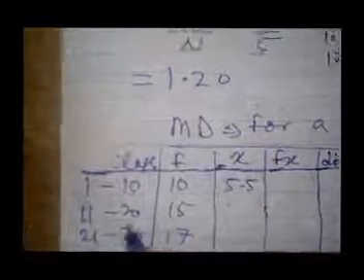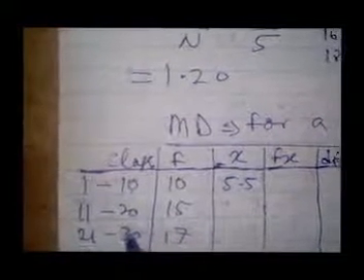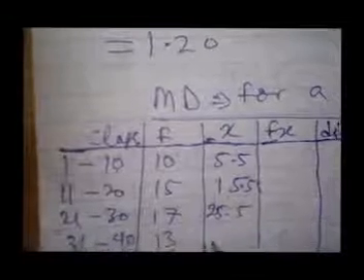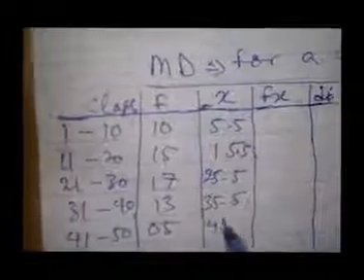11 plus 20 divided by 2 gives us 15.5. 21 plus 30 gives us 25.5. This is 35.5, and this is 45.5. Hope you get the way I got my midpoint.